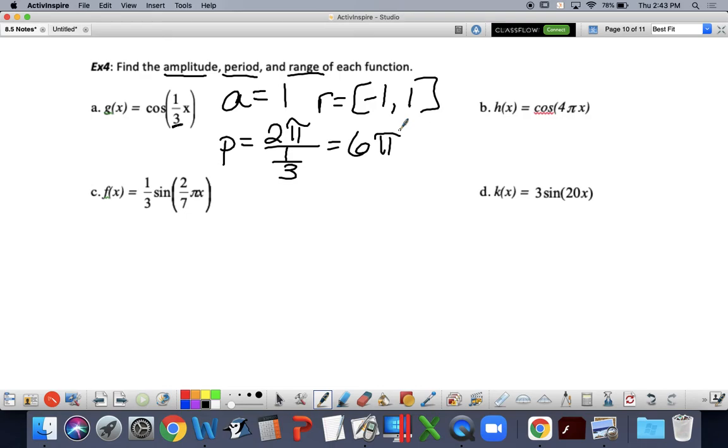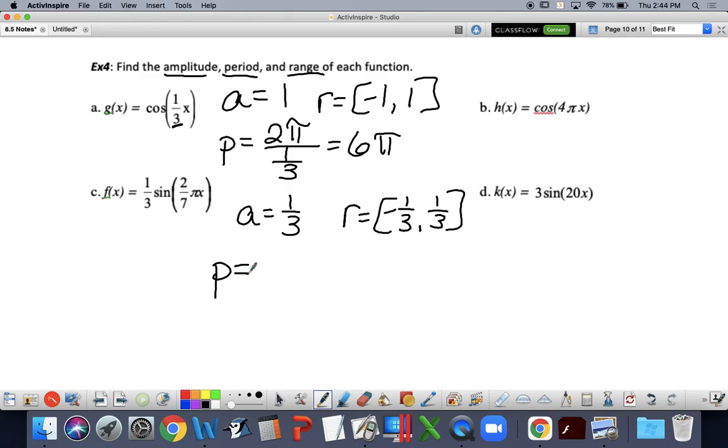Let's jump down to do letter C. Okay, what's my amplitude for letter C? 1/3. And since I'm not adding or subtracting anything at the end, my range is just -1/3 to +1/3. And then last but not least, we have the period value.